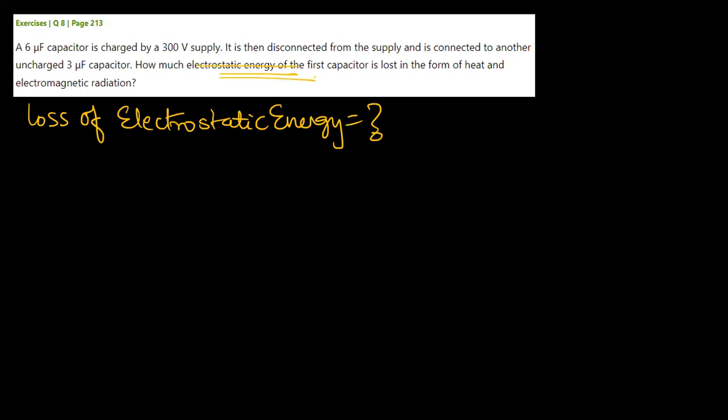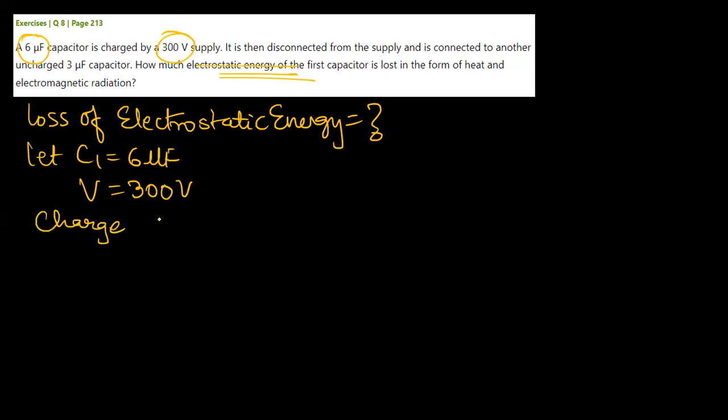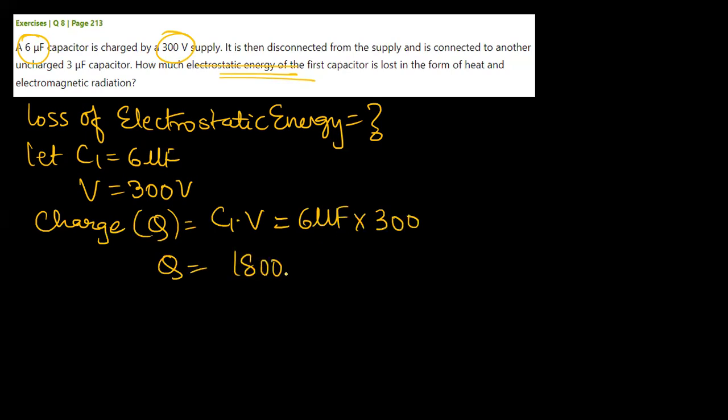Over here, there are two capacitors. One is 6 microfarad, the other is 3 microfarad. Let us assume C1 equals the 6 microfarad capacitor. Because this C1 is connected to 300 volt, let us find the charge due to this capacitor. V is given as 300 volt in the question. Charge Q will be equal to C1 into V, so that will be 6 microfarad into 300. So Q will be equal to 1800 microcoulomb.